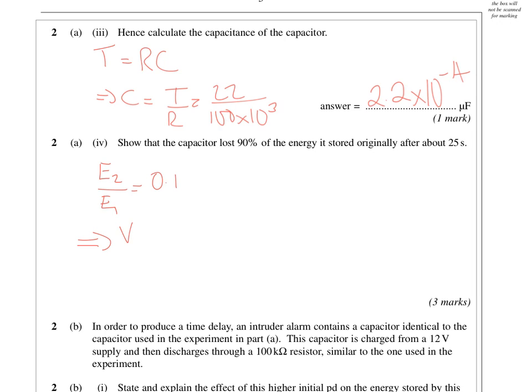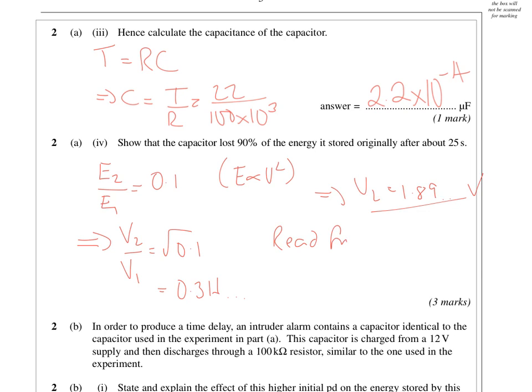which means you know that V2 over V1 is going to be the square root of 0.1, because if you remember, E is proportional to V squared. So if the ratio E2 over E1 is 0.1, V2 over V1 will be the square root of 0.1, which is 0.316. So suppose that V2 is going to be that times 6, 1.89 volts.